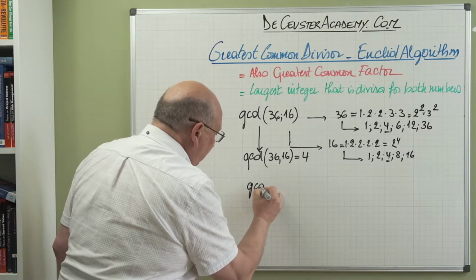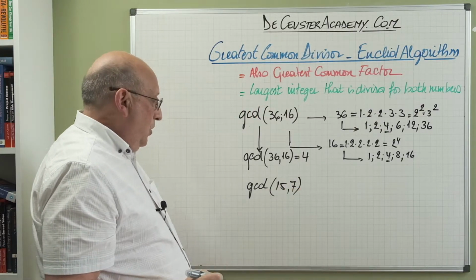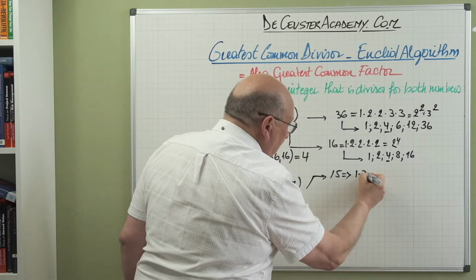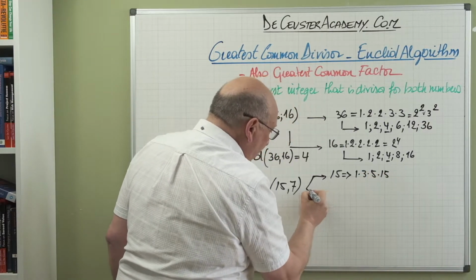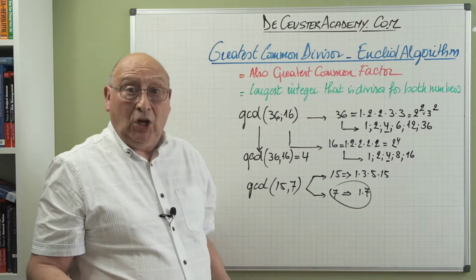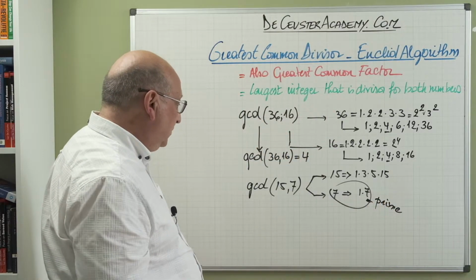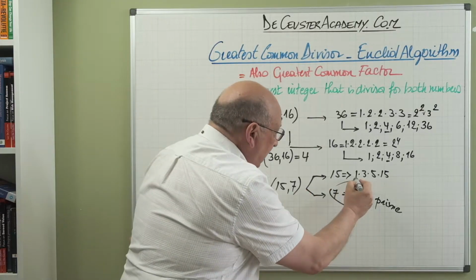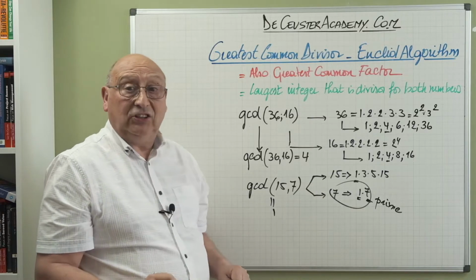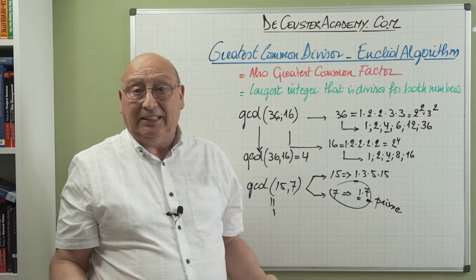Let's say the greatest common divisor of two numbers, 15 and 7. Now, let's look at the divisors of 15. Then we have 1, 3, 5 and 15, and for the second one, 7, we have the divisors 1 and 7. And 7 is a special number. You remember 7 is a prime number. In this case the greatest common divisor is 1. So 1 is the largest common divisor, and it's logical because a prime number can only be divided by 1 and by itself.